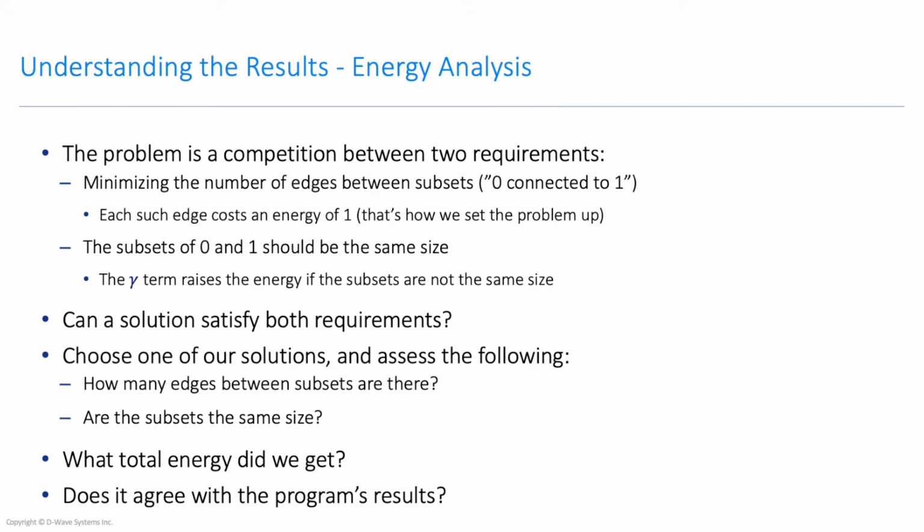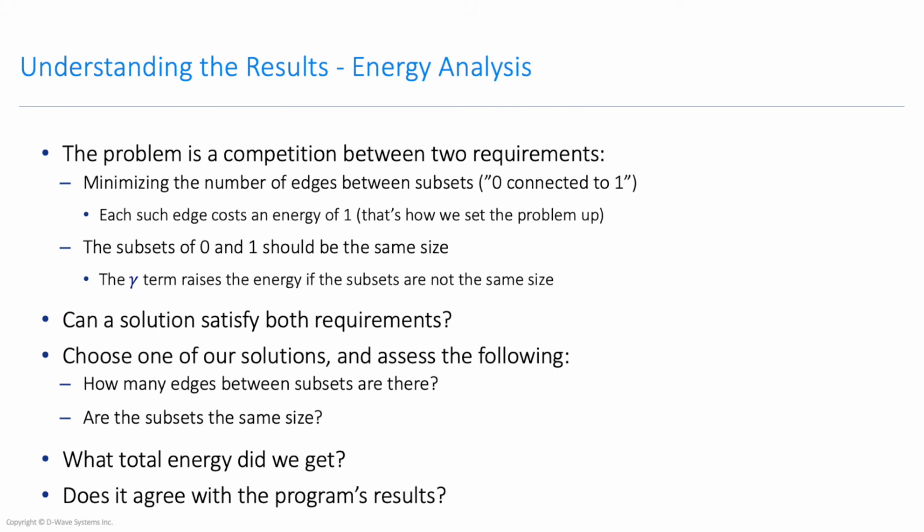The problem is a competition between the 2 requirements. You're minimizing the number of edges between subsets, 0 connected to 1. Each such edge costs an energy of 1. That's that number that I set up, which was arbitrary. The subsets should be the same size, and the gamma term raises the energy if the subsets are not the same size. So can a solution satisfy both requirements?